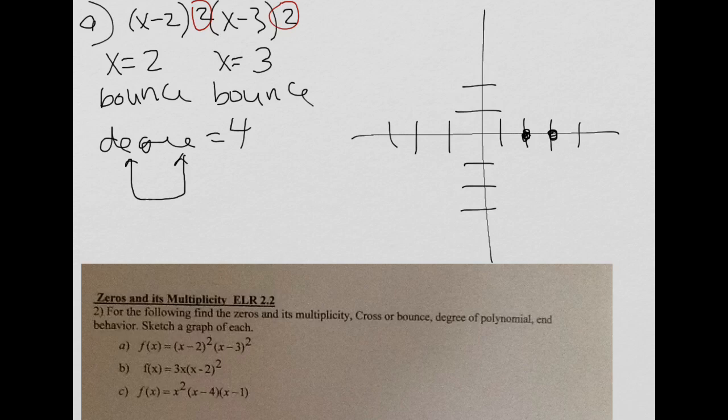Alright, so if I start from the left side of the graph, my graph is going to come down. It's going to bounce off. And then it's going to go to 3. It's going to bounce off also. And then it's going to go back up. So that's what my graph should look like for A.